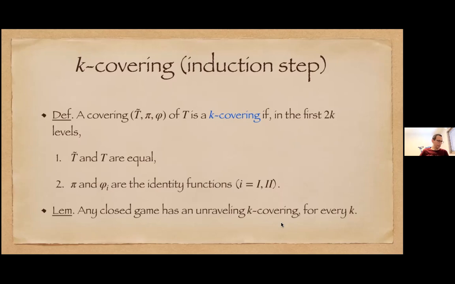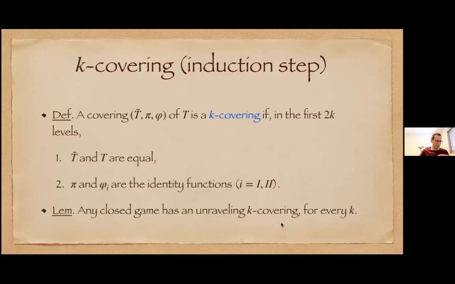And now the key lemma translates to a more elaborate lemma. Any closed game has an unraveling K covering for every K. So the idea is once you know it for K equals 0, so you know the key lemma, then you can apply it to any position at level 2K in the tree. You can apply it separately to the continuations of each one of these positions.